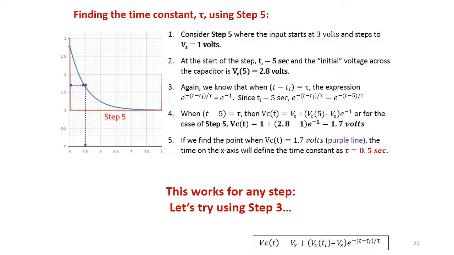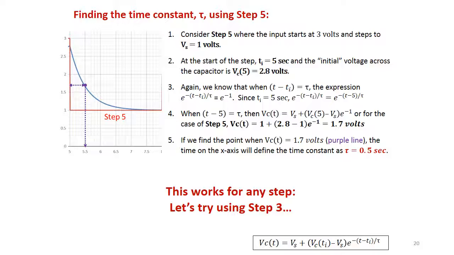We're discharging here. We have a pulse that's going from 3 to 1 immediately, and we're going to be able to solve this out. So our Vs is going to be 1 volt. And then at the start of the step, Ti equals 5 seconds. And then our initial voltage across the capacitor is Vc of 5, so 2.8 volts. And then we're going to be able to solve through that, e to the minus (t minus 5) over tau. Plug that in, and you're going to get 1.7 volts.